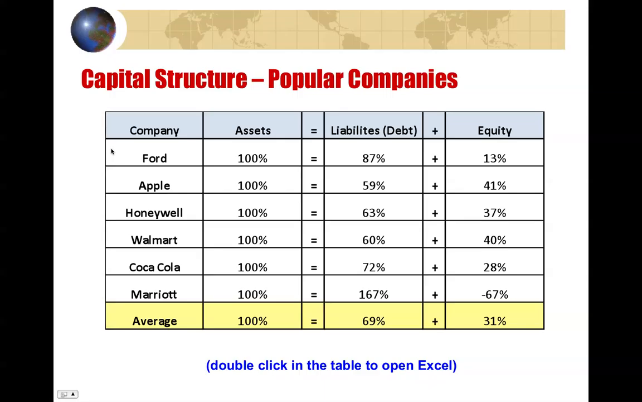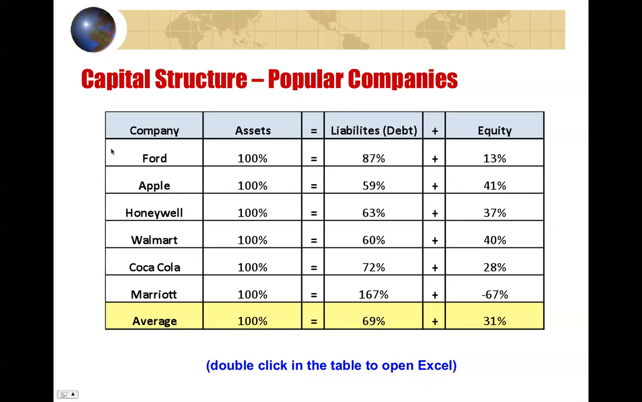So you can see the average of these 6 companies is 69% debt and 31% equity. Notice that the combination of debt and equity always adds up to 100% of the assets. So this tells you how they have financed their assets. Generally, large publicly traded companies have a preference towards debt. So you'll find most large publicly traded companies have a debt ratio between 60 and 70%. Some are outside of that.